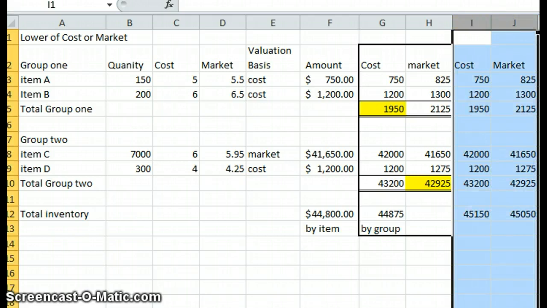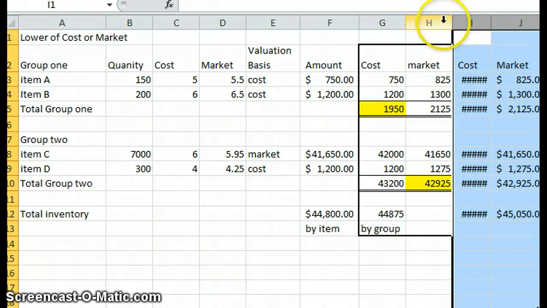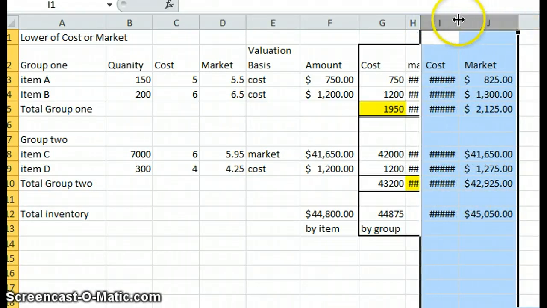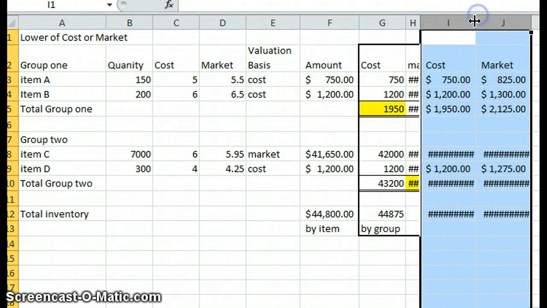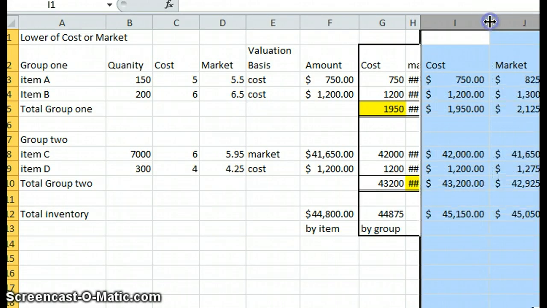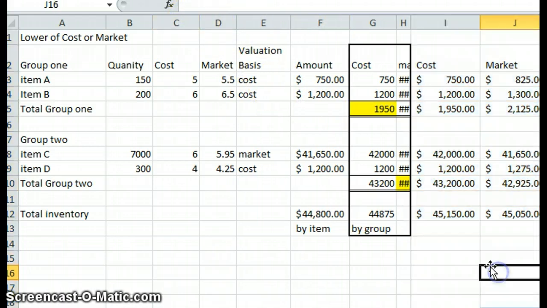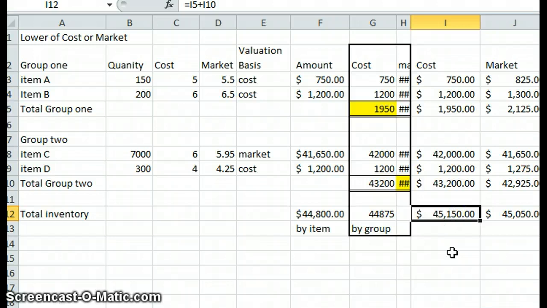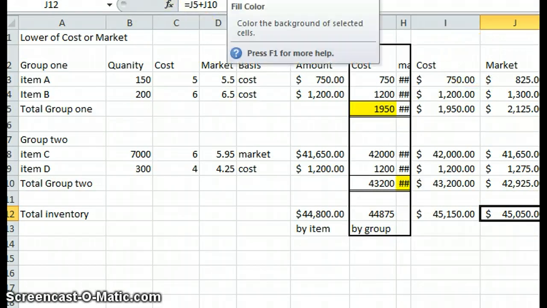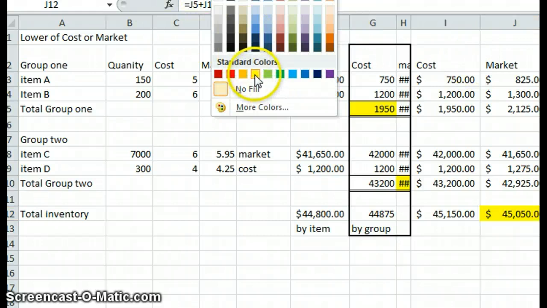We'll go ahead and put in the dollar sign so you can see where we're at here. There we go. You can see that 45,150 is ever so slightly higher than 45,050. So we actually would use this one to value. We would use that as a lower of cost or market. So I'd highlight that one.